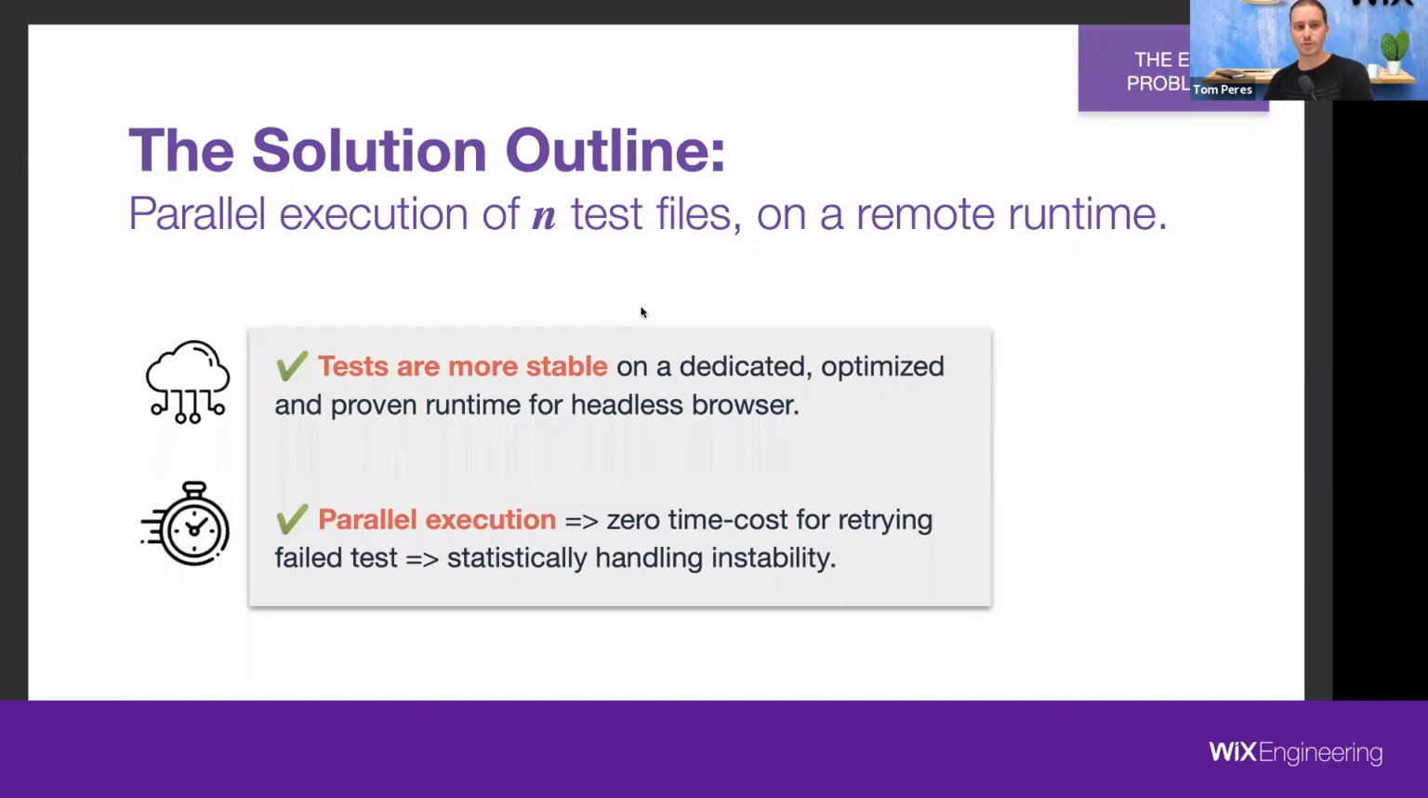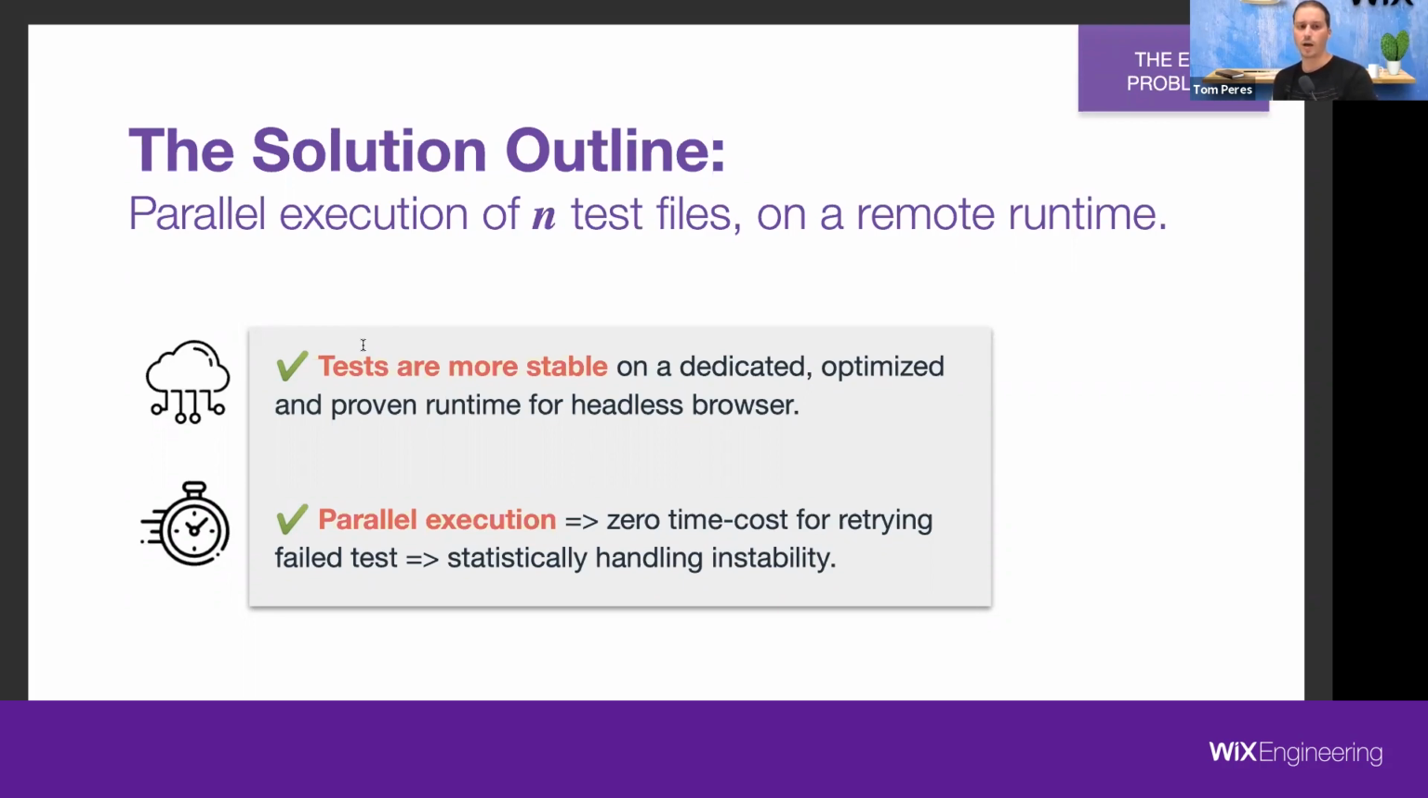Now, before diving into the actual solution, I want you to understand why this simple outline sentence or concept was very radical for us. Once we established this principle, and we looked around at the POC and we obviously played with it a little bit, we realized two important things. The first thing is that tests are more stable. I don't have a number because it's very hard to sum it to a specific number or rate or percentage, but tests are more stable when you have a dedicated and optimized and proven, there should be a big emphasis on the proven part, runtime for headless browser.